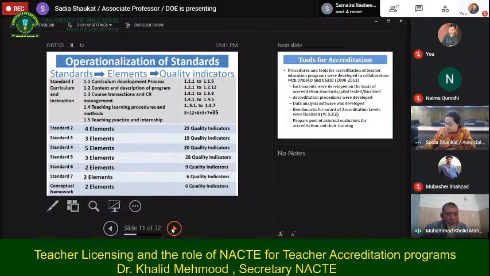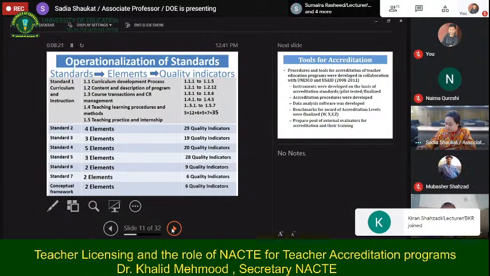Similarly, standard 2 has 4 elements and 29 quality indicators. Standard 3, 3 elements and 19 quality indicators. So in total, we have 152 quality indicators: 7 plus 1 standards and 152 quality indicators, which we observe, verify, and quantify during our assessment process. Next, Dr. Sabha.